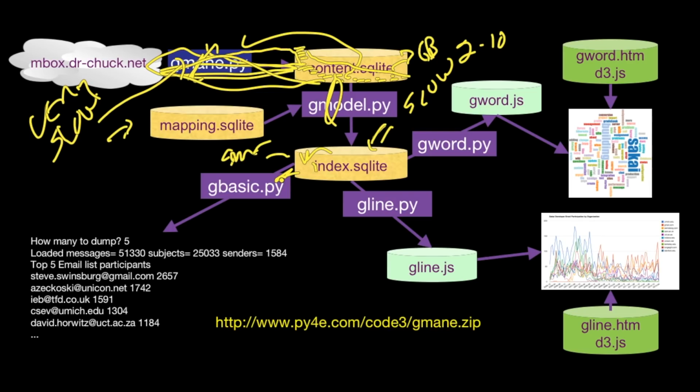And so that runs, and then we do our visualizations and our analysis from this clean version of all the data. GBasic just loops through and prints some stuff out. It's a great way to test things. It's a pretty easy to understand program, and you could take a look at it. Gline does some bucketing and makes some histograms to produce a line graph. And then GWord does a different histogram, a histogram of word frequency, and the word frequency ends up in gword.js. And then we have 2 HTML files that use the d3.js visualization to produce a line and a word chart.